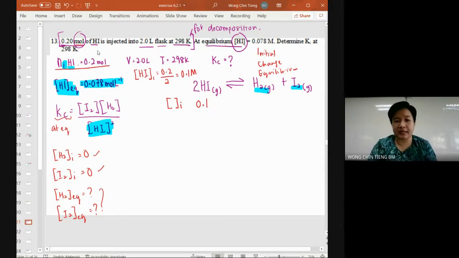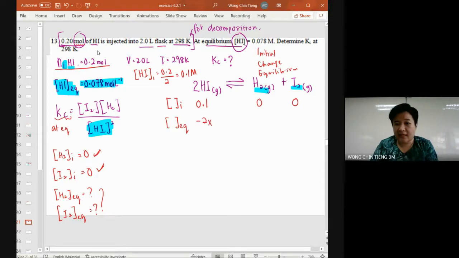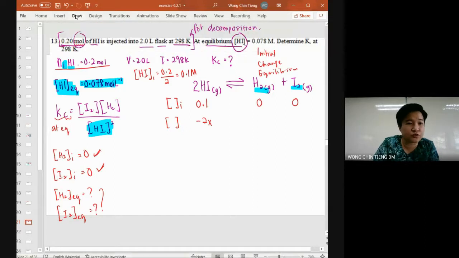So 0.1 molar masuk di bawah HI. Tak payah letak unit. Kenapa tak payah letak unit? Saya dah tahu dia dalam concentration. Okay? So tak payahlah. And 0, 0. Remember what we said just now? Before the reaction started, initial adalah kosong. Sebab tu kita letak dia kosong straight away. And the change. Can I have the change, please? Anyone? Nabil? Can I have the change for 2HI? Negative 2x. Negative 2x. Can I have the change? Sorry, saya label salah. Can I have the change for the H2 and I2?